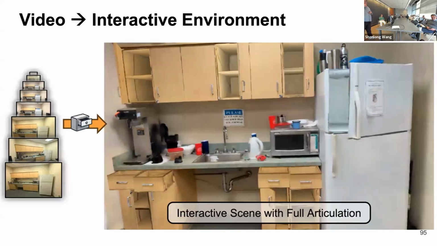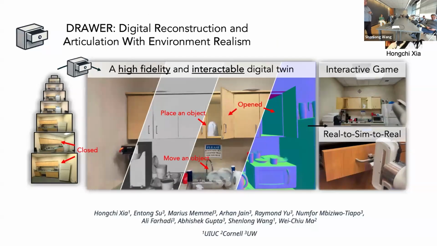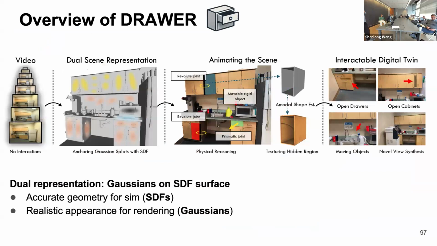And that is our next project, for interactive scenes with full articulation. It's work done by a different team, of course, in different locations. So for the sake of time, I will briefly go over this different part. In order to render well and also simulate well, we need dual representations. The reason is SDF is really good at capturing geometry that enables physical interactions, but it cannot render well. So we need Gaussians on top of those SDF. It's a combined representation that really nailed both simulation and rendering.